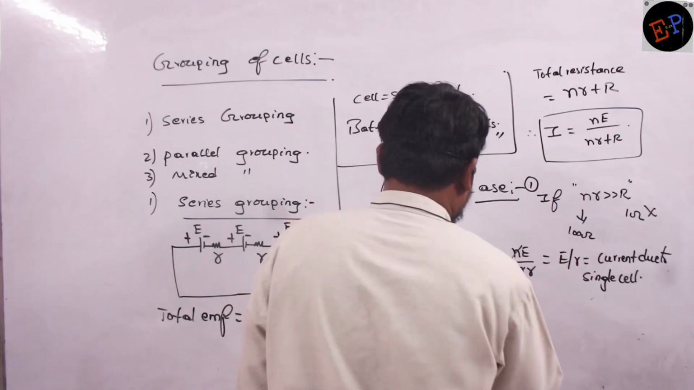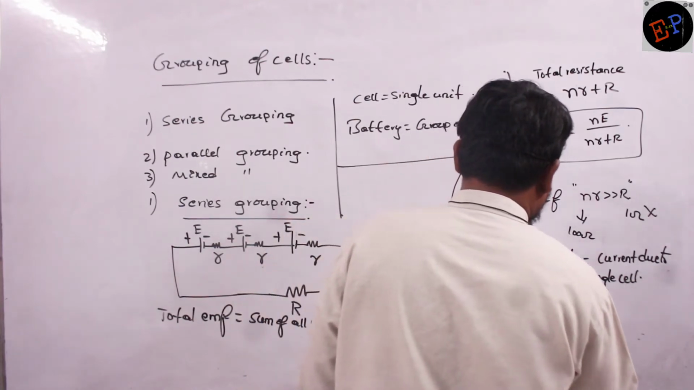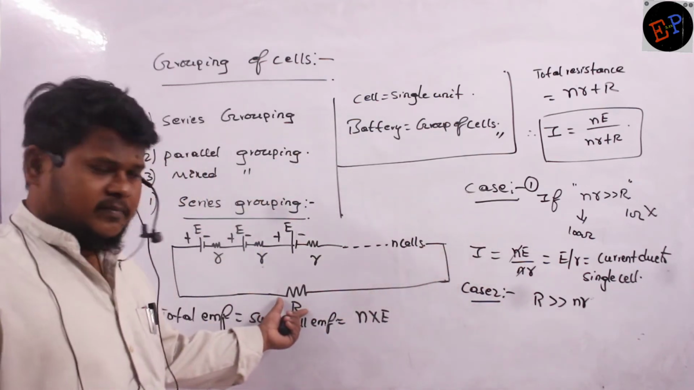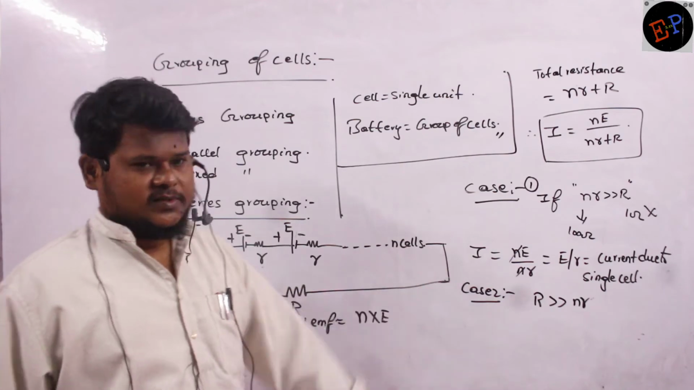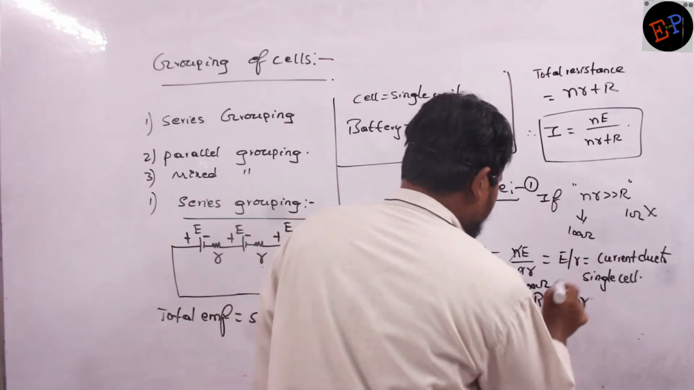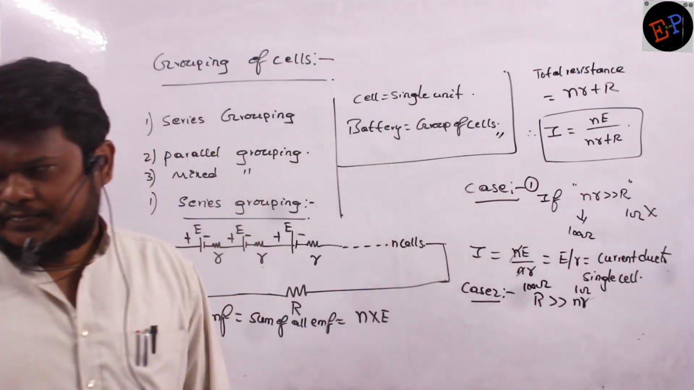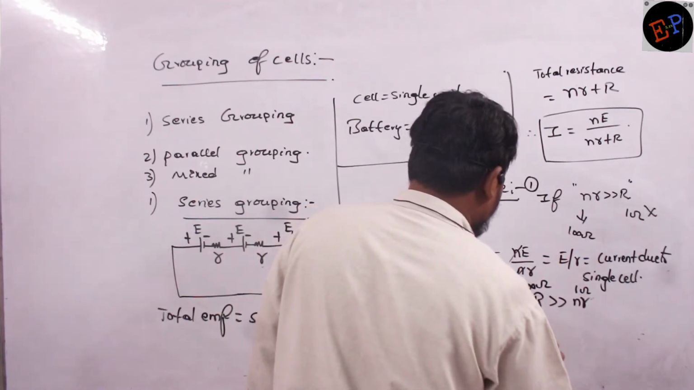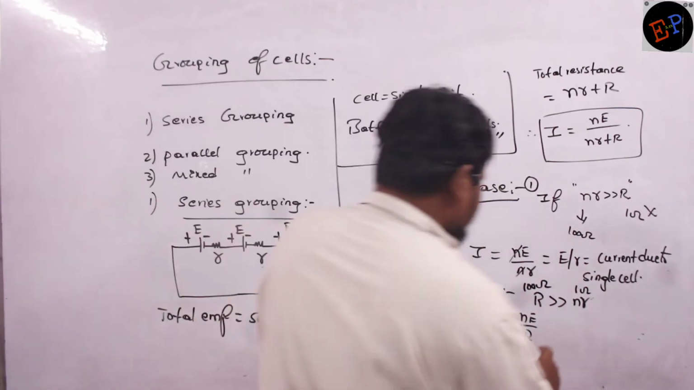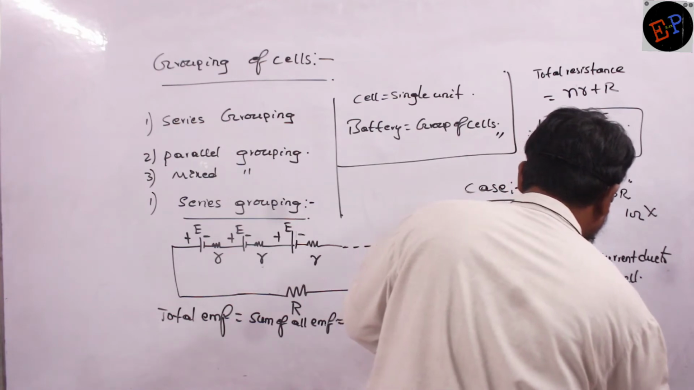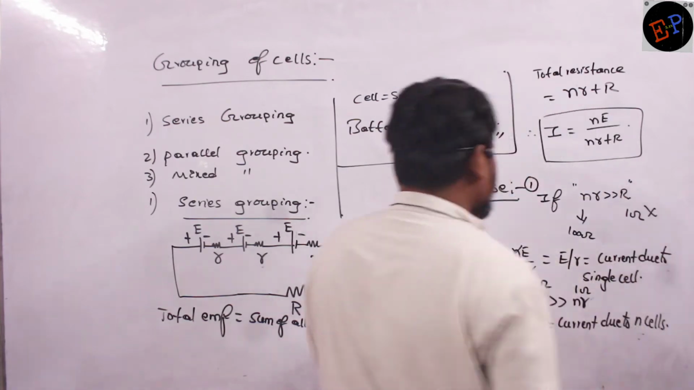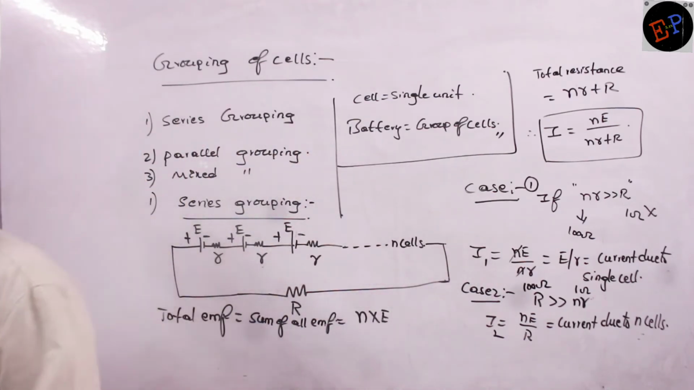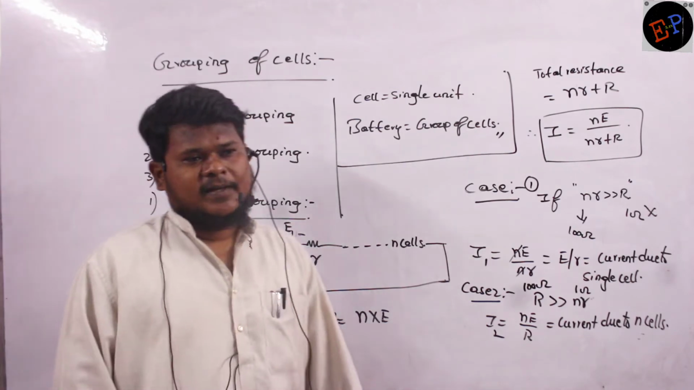Case number 2: external resistance is much greater than N into r. The external resistance which we are connecting is very large when compared to the sum of all the internal resistances. It means this is 100 ohms and this is 1 ohm, let us consider. Then I can neglect this Nr. Then what is the current flowing? I equals NE divided by capital R. What is the meaning of this? This is the current due to N cells. This is I1, this is I2. Now can you say in which condition the current flowing is maximum? Case number 1 or case number 2?